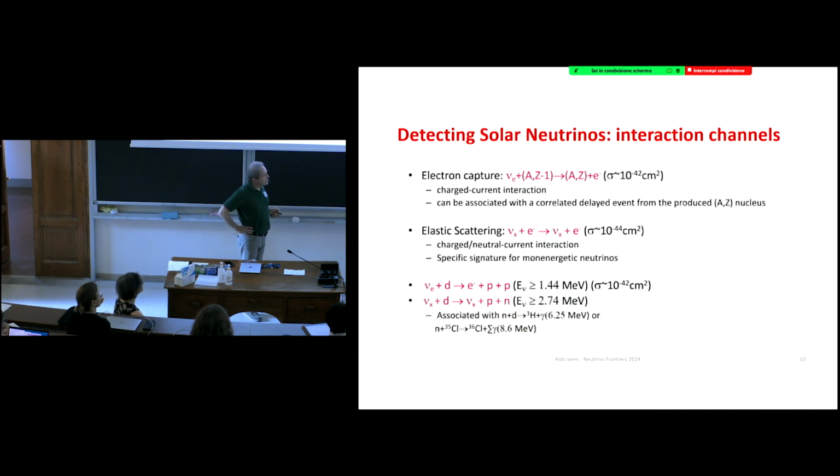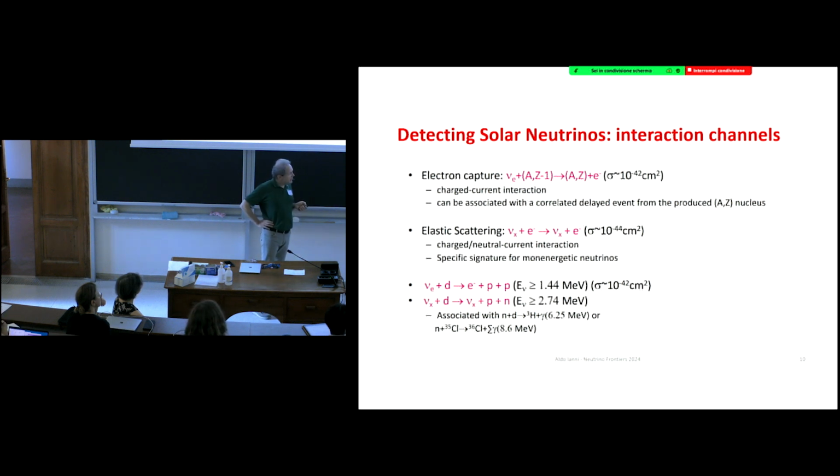So coming to detection, these are the interaction channels which have been taken into account over the last about 60 years. First, electron capture, a charged current which produces in the final state a nucleus which can be radioactive. In fact, one can observe the radioactivity of this nucleus. In that case, we speak about a radiochemical observation. Or there can be an electron in the final state, and one can observe the ionization produced by this electron.